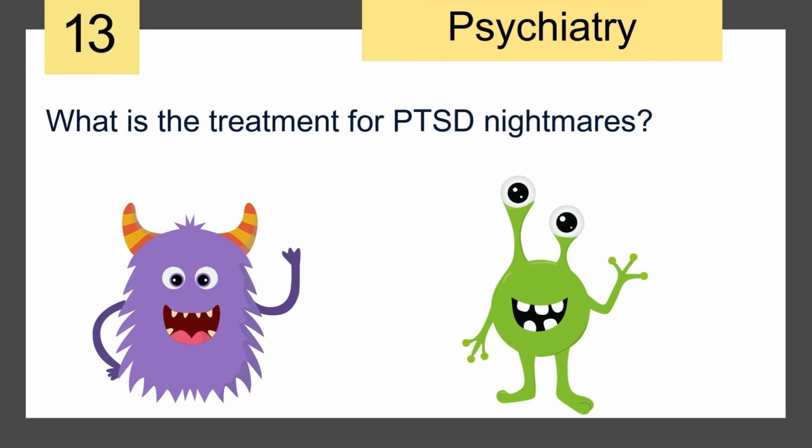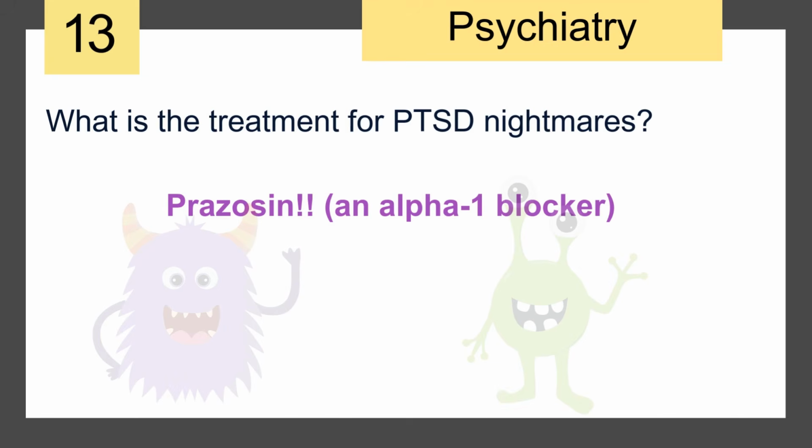These guys don't seem like they'd be in a nightmare, more like in a funny dream. What would be the treatment for this? Prazosin, an alpha-1 blocker, is used to treat PTSD nightmares. Just look out for blood pressure, because if it's too low, we avoid prazosin.